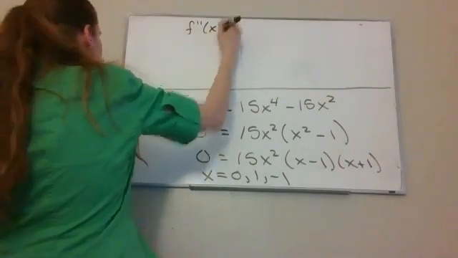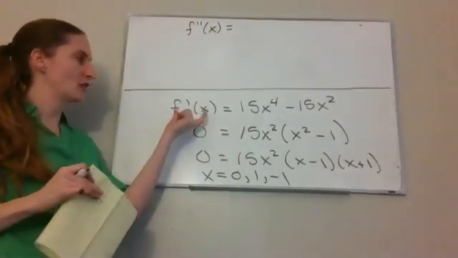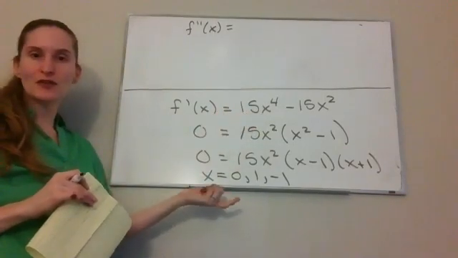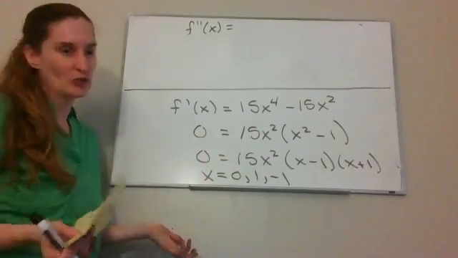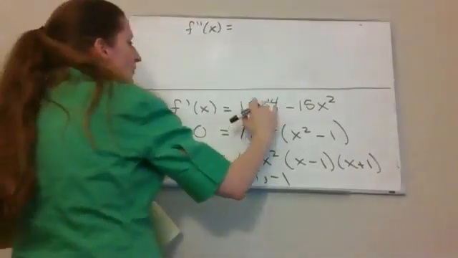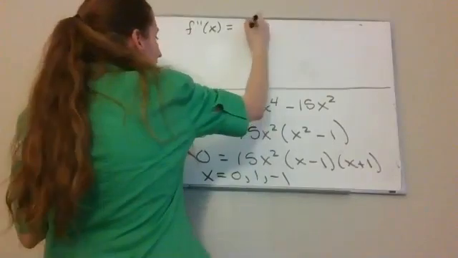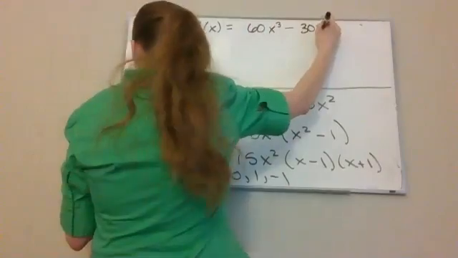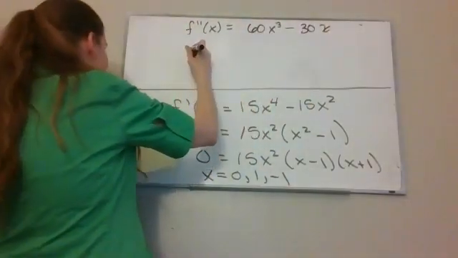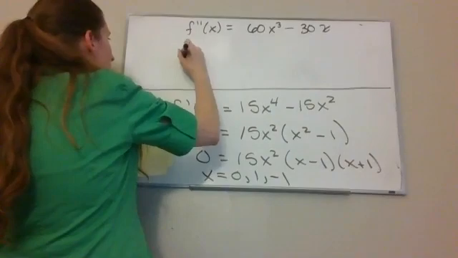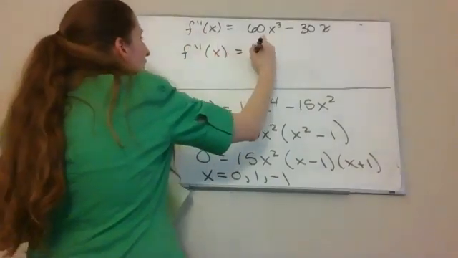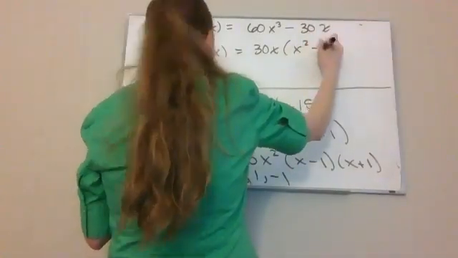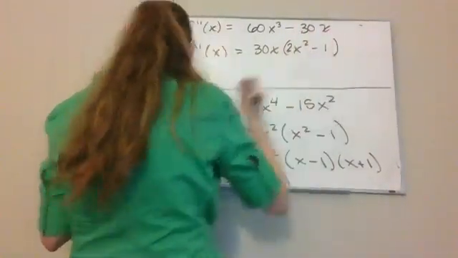Now, when finding the second derivative, I would suggest that you probably just take the derivative from this part here rather than the factored version, because then you don't have to use a product rule. So if I use my power rule here, I would get 60x to the third minus 30x, which if I then factor it just to make it a little easier to work with, I will have 30x times (2x squared minus 1).